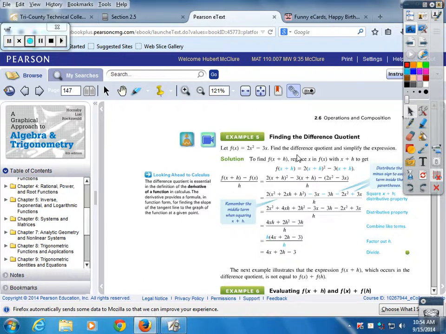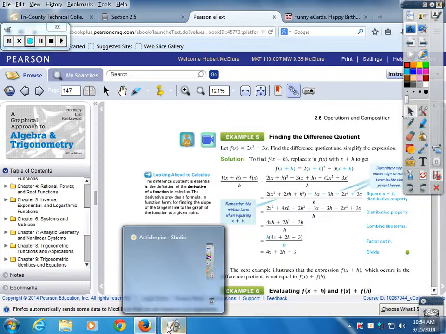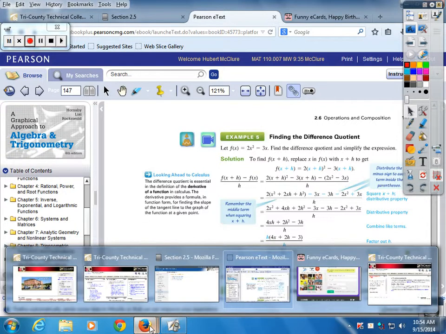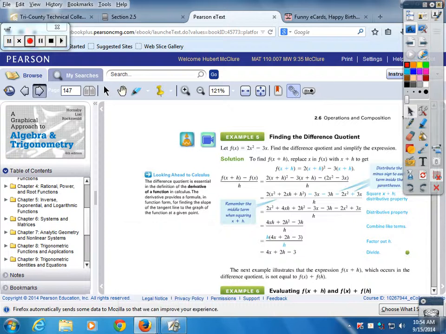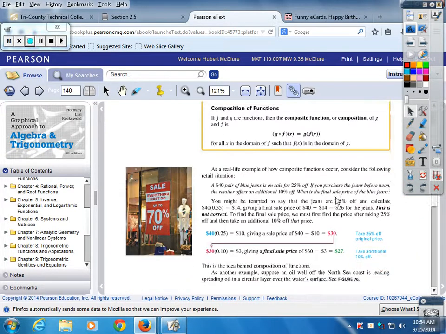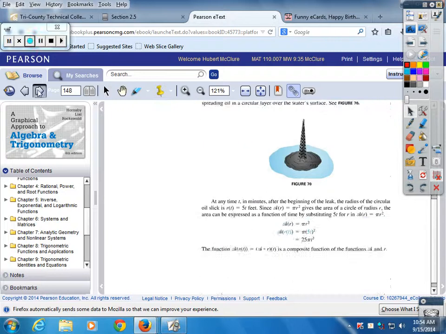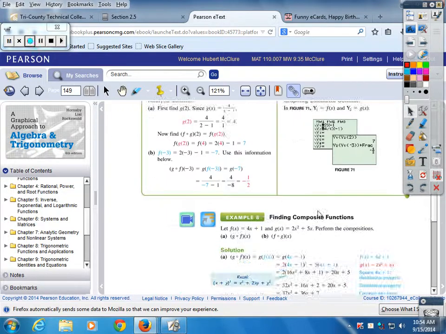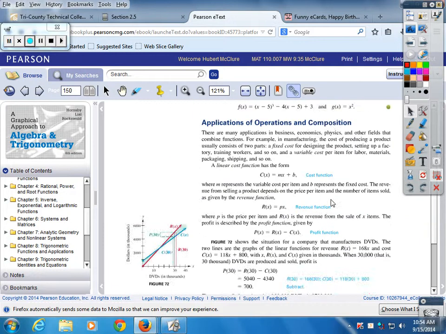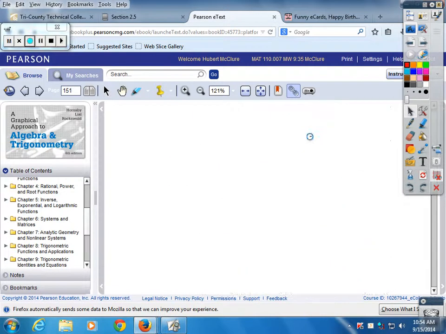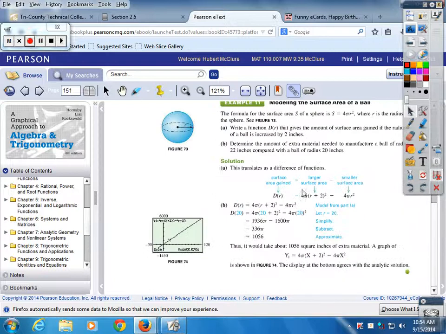Is that still going to be graphed out? No, this is just algebra. There's only those couple of sections that are graphed. Mm-hmm. And now we're at 147. We'll talk about that when I preview the test. Let me see, what else? There's composition. Functions and composition. I'm just looking to see if there's anything else.